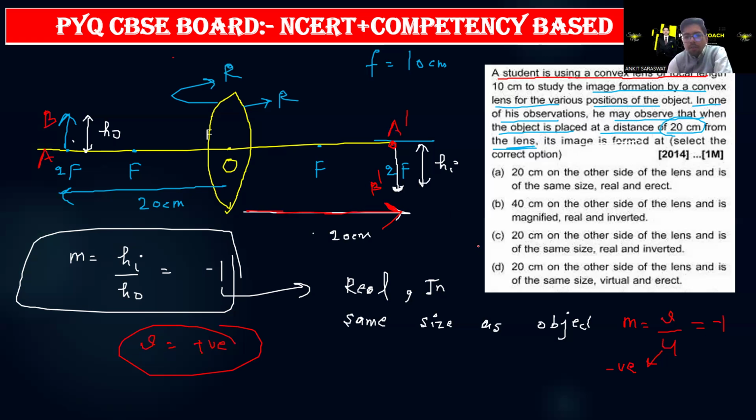So option C: on the other side of the lens and of the same size, real, inverted. Magnified, no. Erect, no. It is inverted, okay? Option virtual, they are saying, is wrong. So option C is correct. Clear? Thank you so much. Thanks a lot.